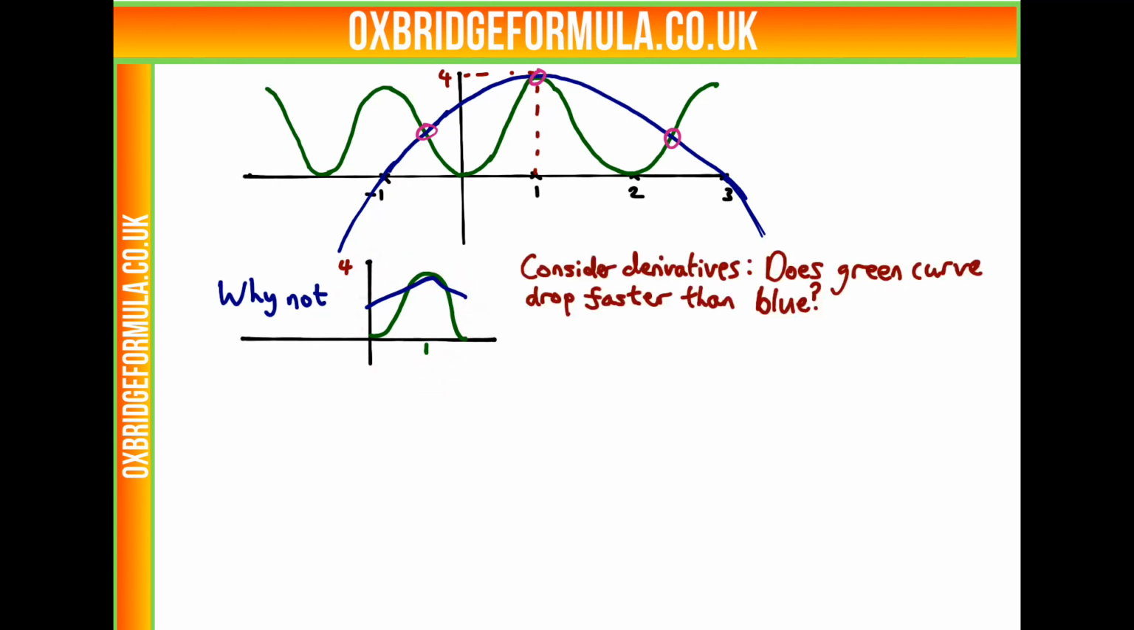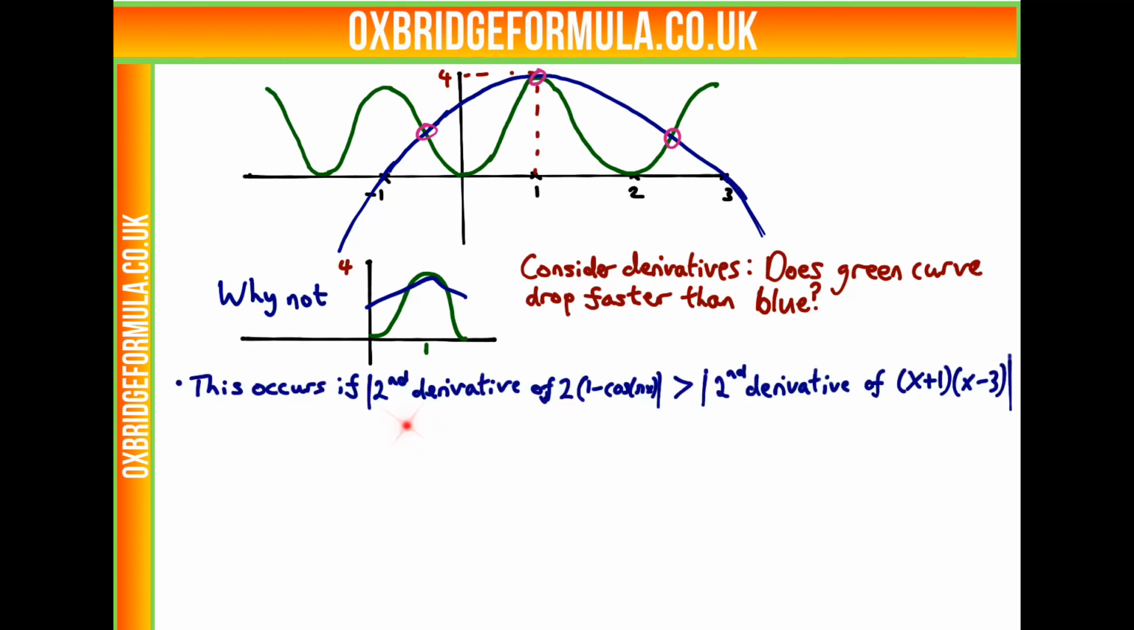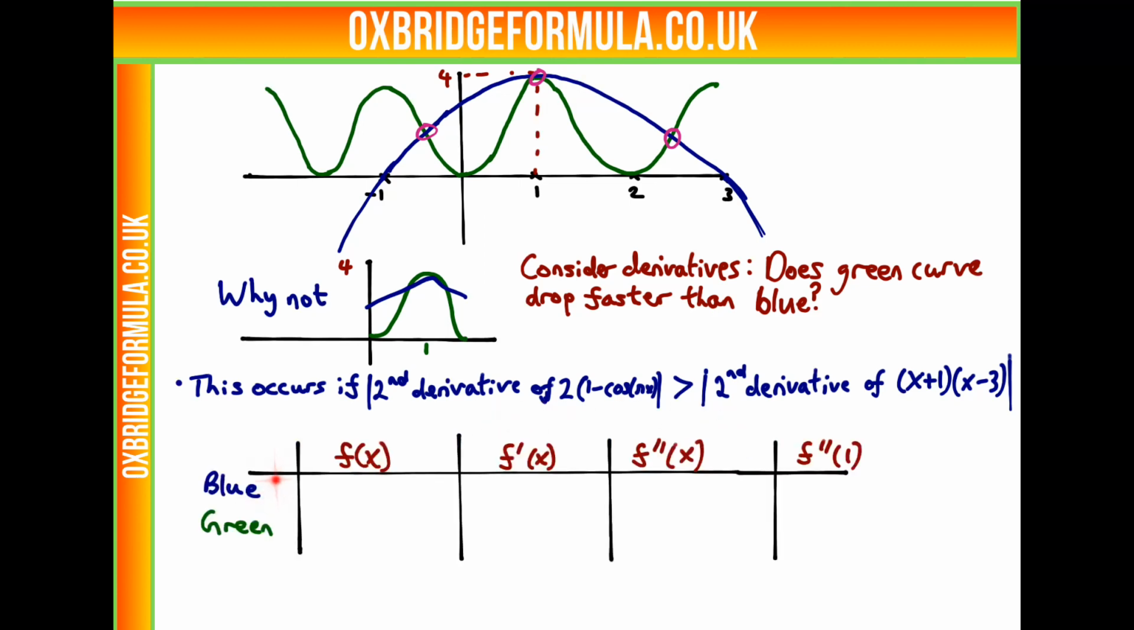So to investigate which case our graphs are in, we should investigate our second derivatives. So we're in this case precisely when the magnitude of the second derivative of our green curve, 2 times 1 minus cos pi x, is strictly bigger than the magnitude of the second derivative of our blue curve. So to determine this, let's create a table. So we have a table for f of x, the first derivative, the second derivative, and second derivative near 1, because that's where we're evaluating our thing at. And blue is going to be our parabola, and green is going to be our cos graph.